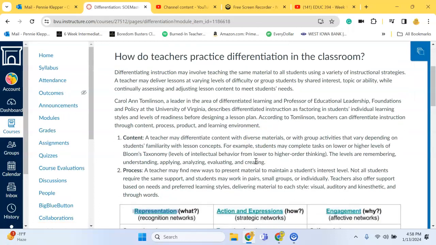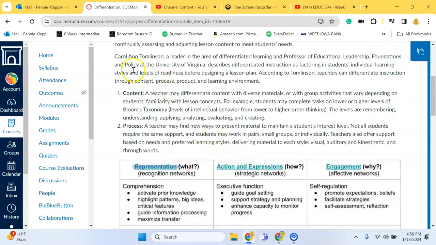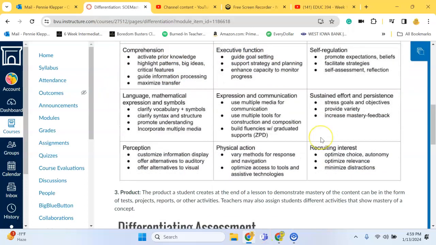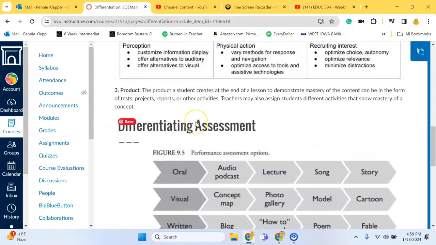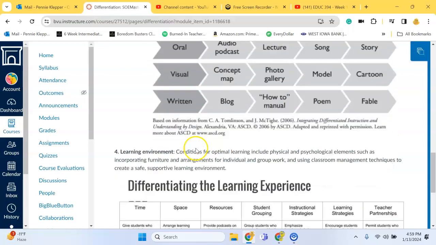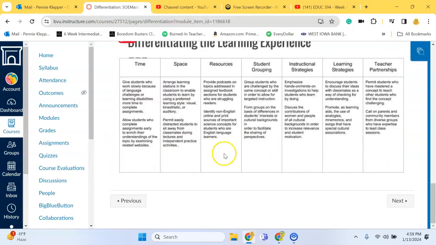Okay, so this is some information on differentiation, and we will discuss this in class. So please make sure that you understand it very well before coming to class. You want to look at how to differentiate the content and the process, and there's a chart that explains that. And then also think about how to differentiate the product itself. There's then this figure, divided into oral tasks, visual tasks, and written tasks, and how to differentiate those. Think of the learning environment, and then it has some information down here.